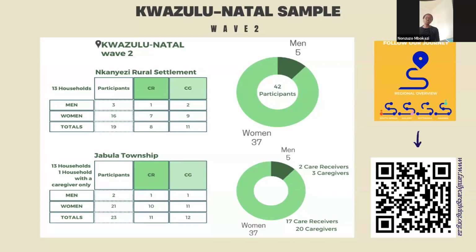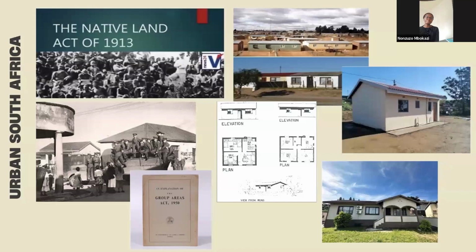So we had a total of 5 males in Nkanyezi rural settlement, which is the rural site, and 37 women. And in total, there were 2 care receivers who were male and 3 caregivers who were male, and we have 17 care receivers who are female and 20 caregivers who are female. And moving on to the next slide.